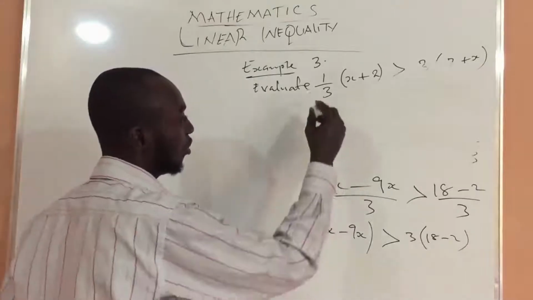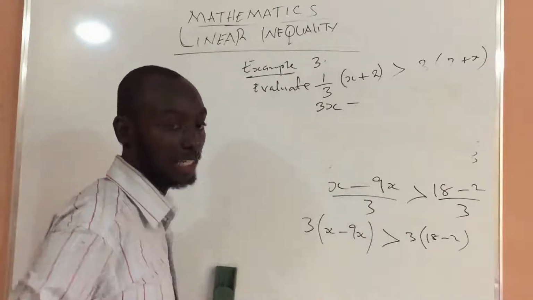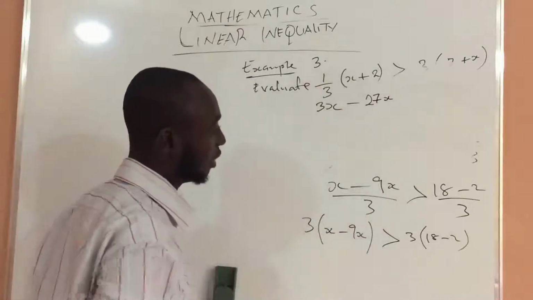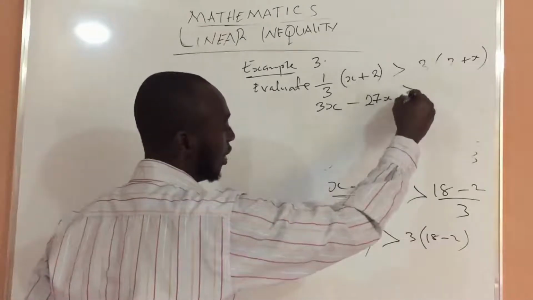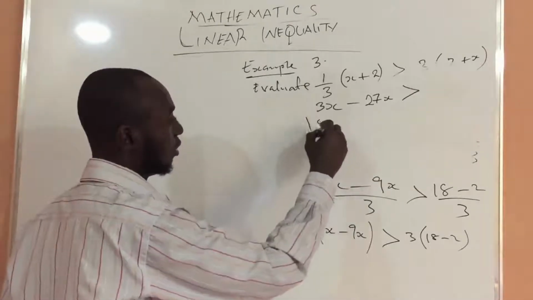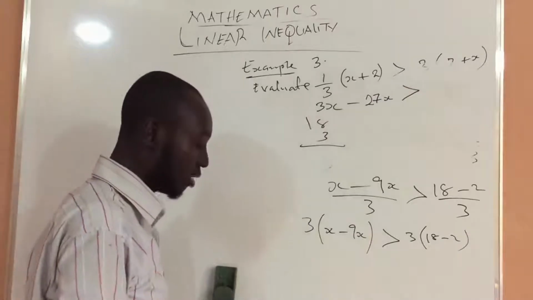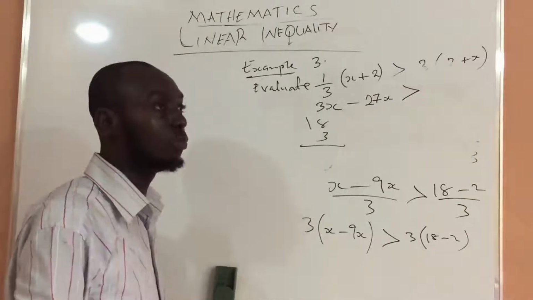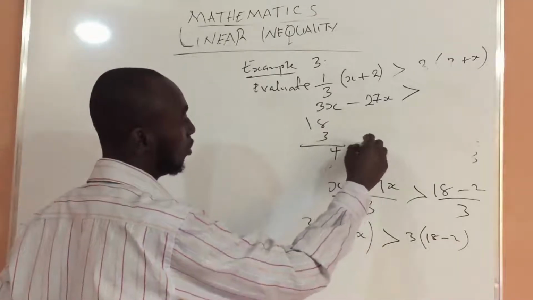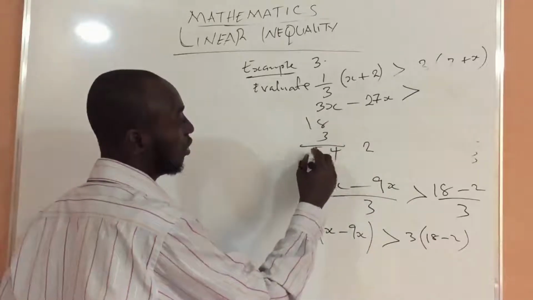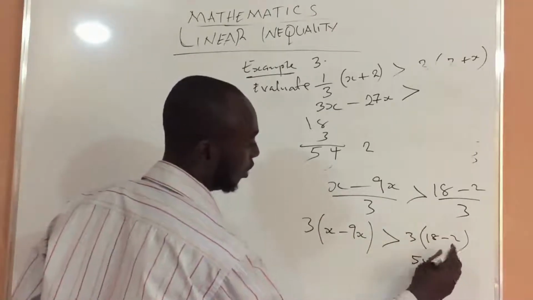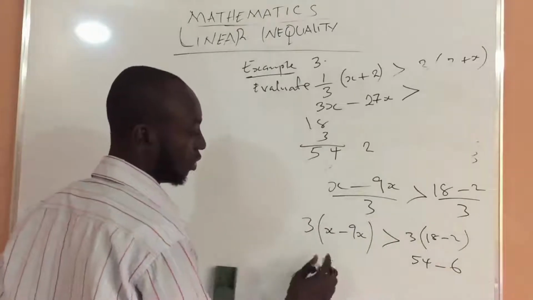So this 3 times s, that will give us 3s minus 3 times 9, that is going to give us 27s. 3 times that is going to give us 27 is greater than 3 times 18. And let's do that quickly. 18 times 3. 3 times 8 is 24. I'm going to write 4, carry 2. 3 times 1 is 3 plus that 2 is 5. So that's 54. So 3 times 18 will give us 54 minus 3 times 2, that will give us 6.